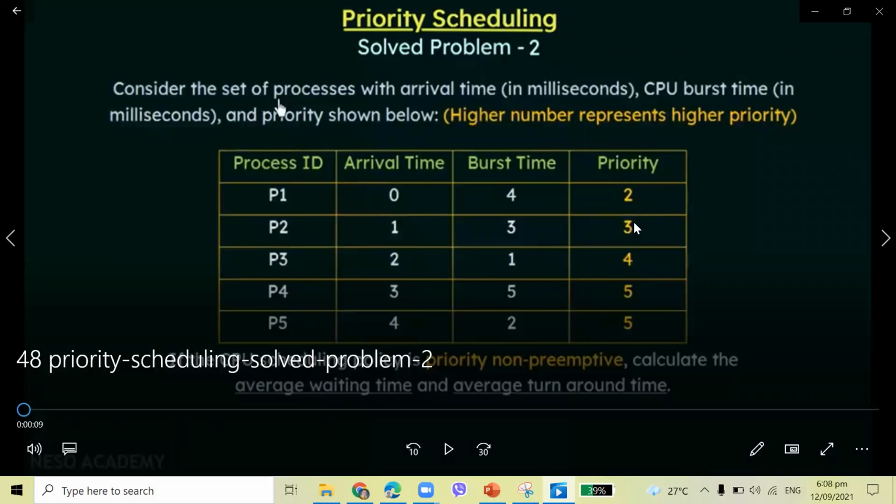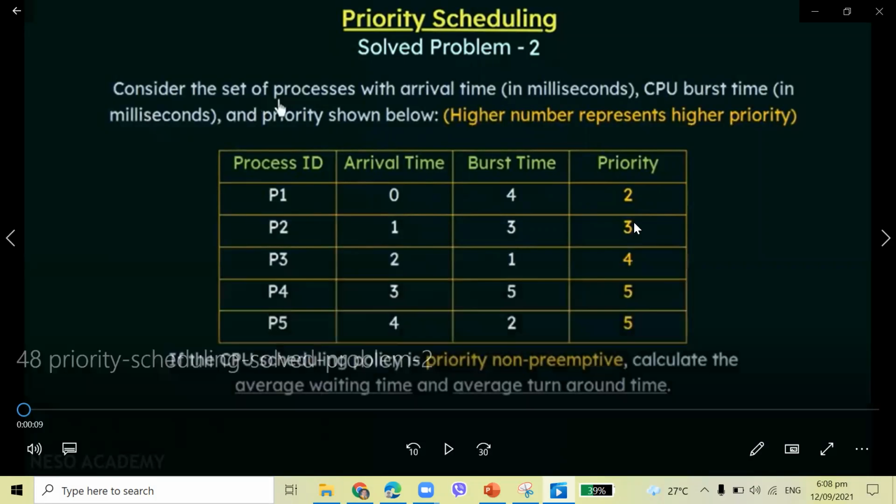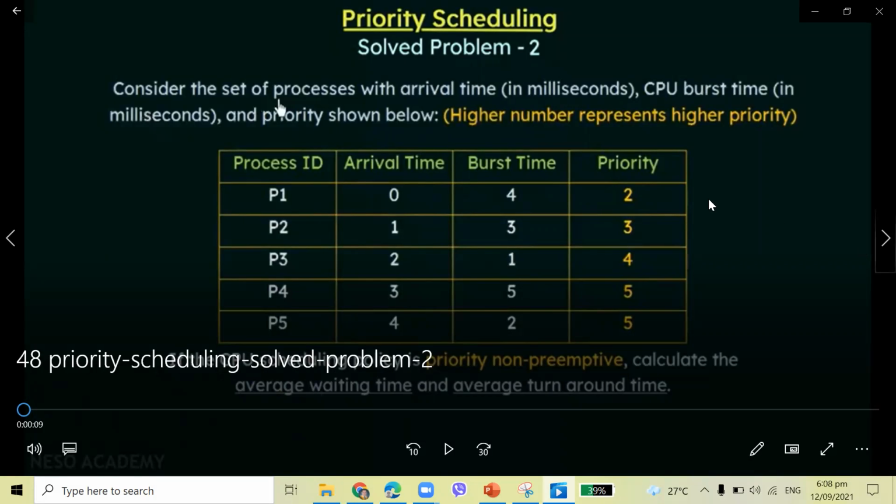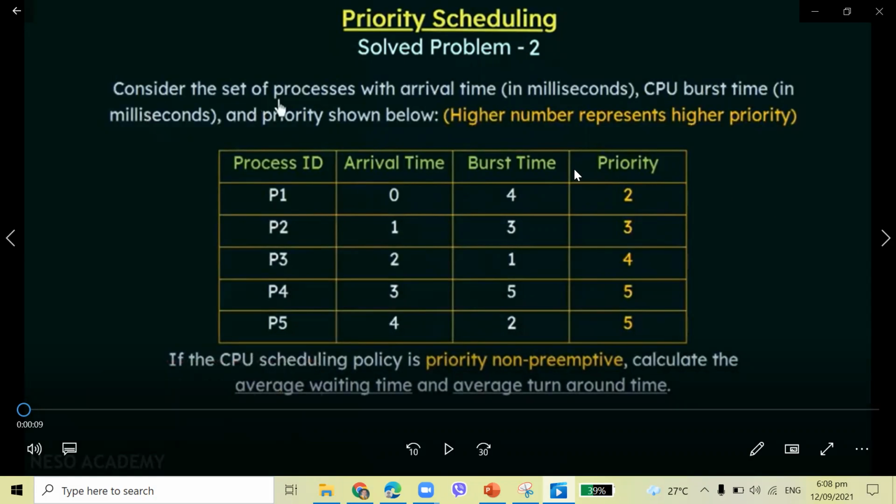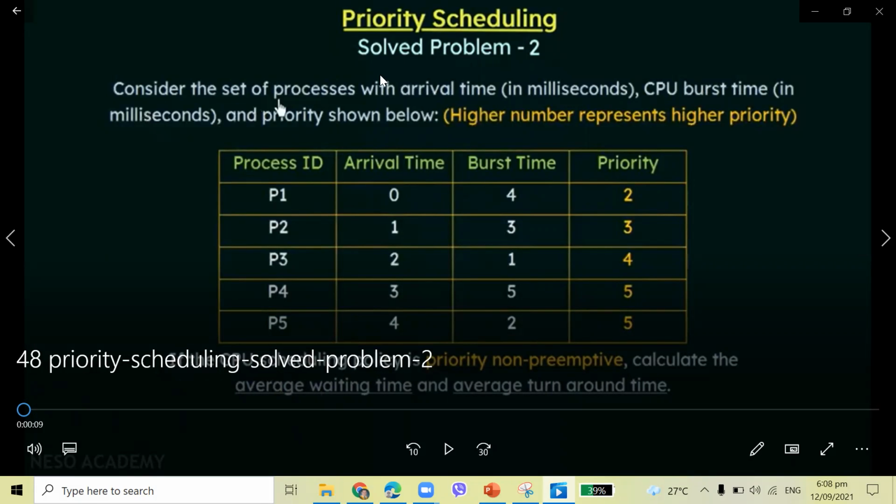Okay, so this time we have a problem number 1 with a solution. Consider the set of processes with arrival time in milliseconds, of course, CPU burst time in milliseconds at the same time, and priority shown here based on the given problem. So let's watch this from NESO Academy.